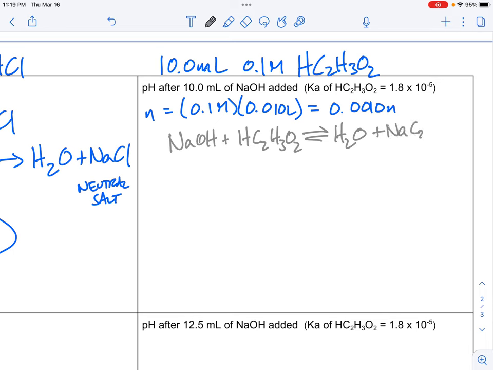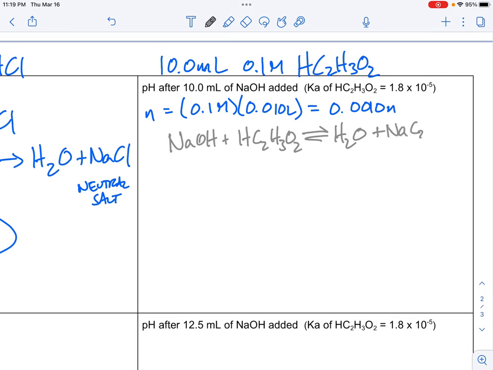When I write my conjugate base, I'm going to ignore the sodium ions because they're spectators. So I'm going to have my C2H3O2 minus, and it's going to be interacting with water. Because it's a conjugate base, we're making hydroxide ions. And then we are going to have our HC2H3O2, the conjugate acid, being made.